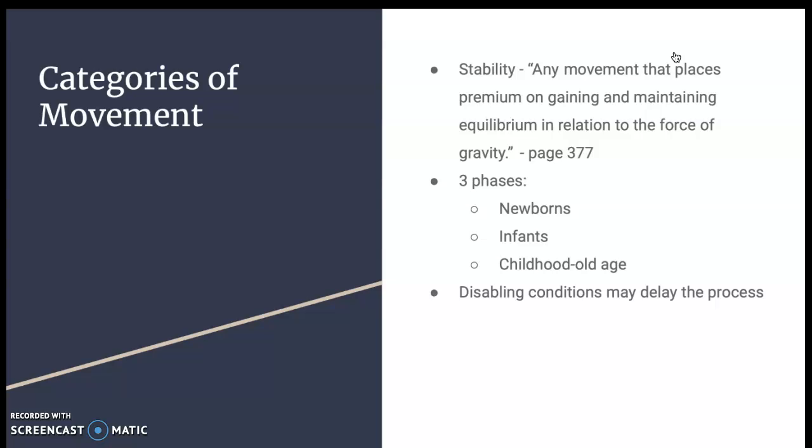For a person with a central nervous system disorder, developing movement tasks might be delayed a bit. So if someone is born with cerebral palsy, the development process will look much different, where independent sitting and walking might take much longer.